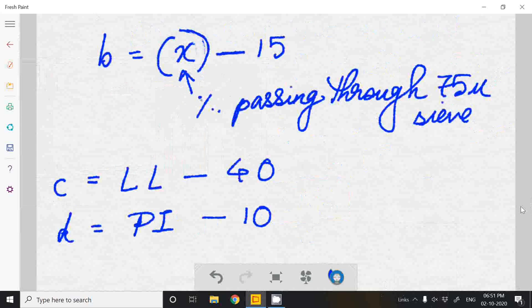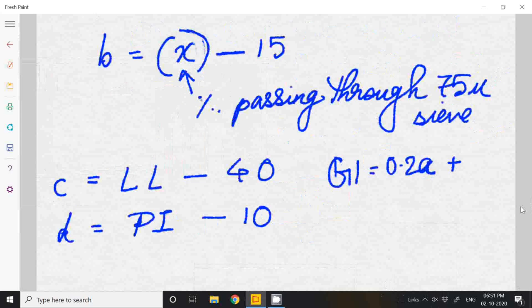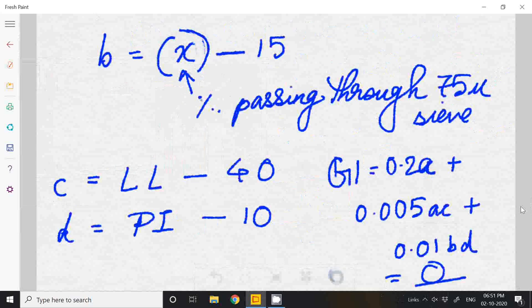Then whatever values you get, you put in this formula. The formula for GI, I have repeatedly written: 0.2A plus 0.005AC plus 0.01BD. Whatever value you get, you can judge the soil from it. If it is nearby 0, then yes, the soil is of very good quality. If the soil is nearing 20, then the soil is of very poor quality. Okay, so thank you very much.